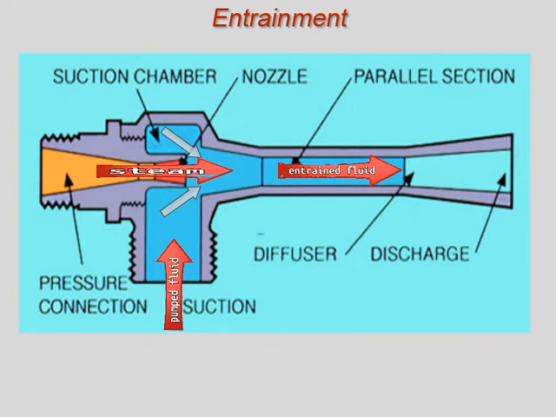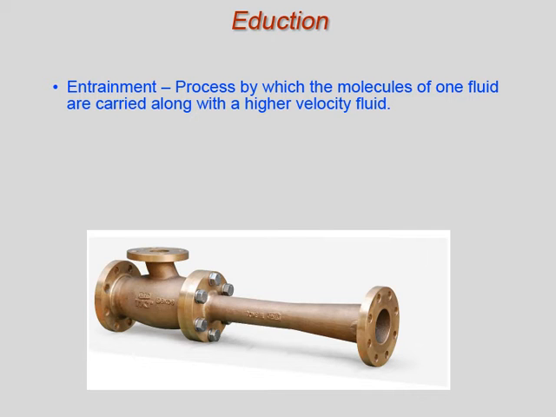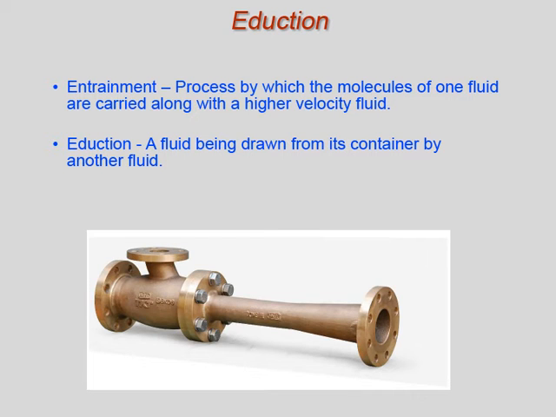This entrainment exists as long as the high velocity continues, maintaining a low pressure area in the suction chamber that continues to draw the pumped liquid. Entrainment uses a high velocity fluid to carry along molecules present in the suction chamber of a jet pump, creating a low pressure area due to the exit of those molecules. The low pressure area created, as a result, draws the liquid being pumped from its container. This process is referred to as eduction.